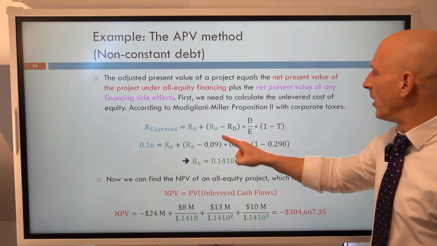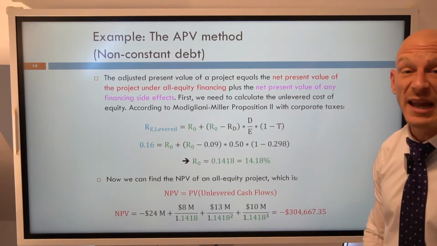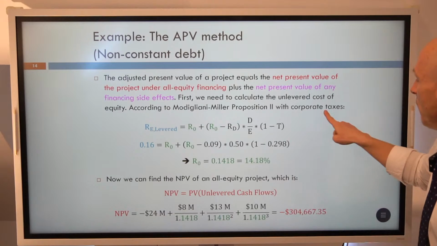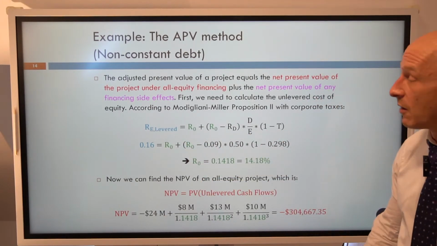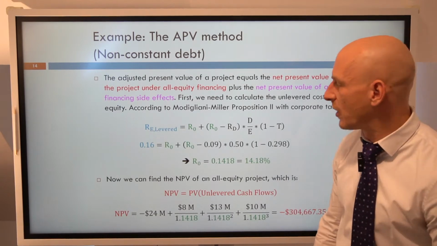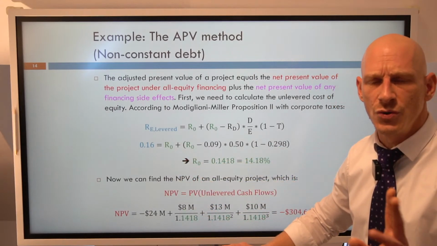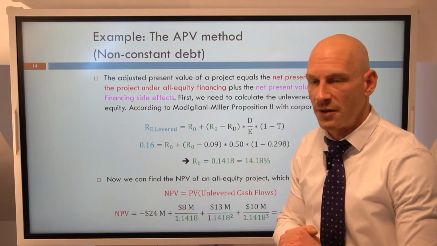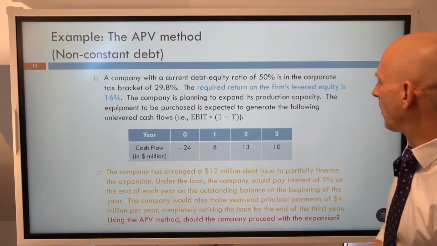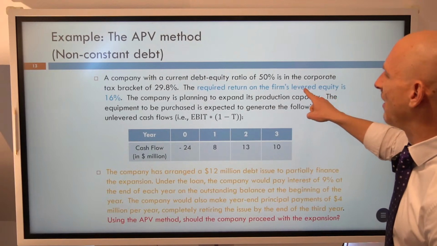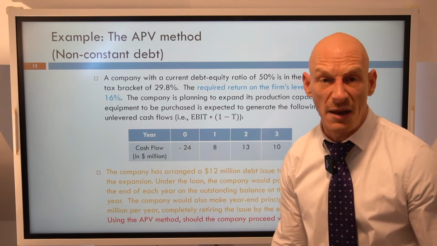Okay, step one. We calculate the unlevered cost of equity and we can fall back to Modigliani-Miller, proposition 2, with corporate taxes. This is of course the formula. There's nothing new here that should throw you off your game. And we have all kinds of information. Maybe brief information to make sure we're all on the same page. Why am I doing this? I mean, we know the required return on the firm's levered equity is 16%. So why do I need to deal with Modigliani-Miller here?